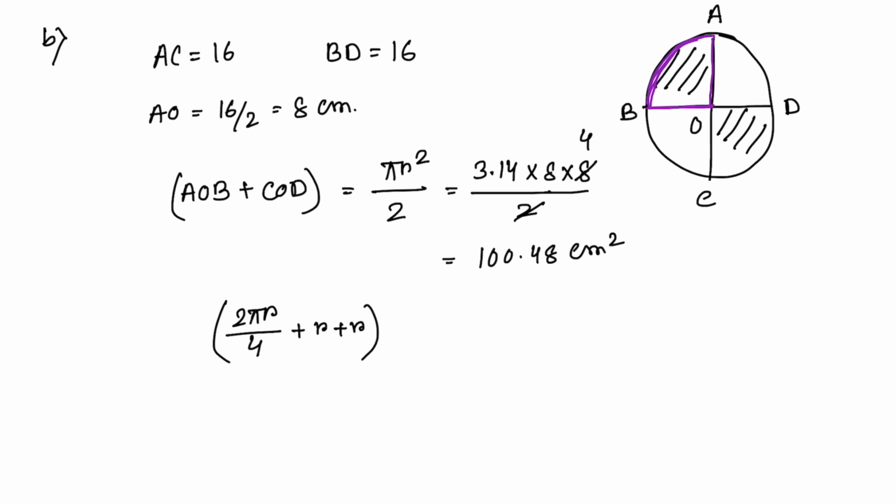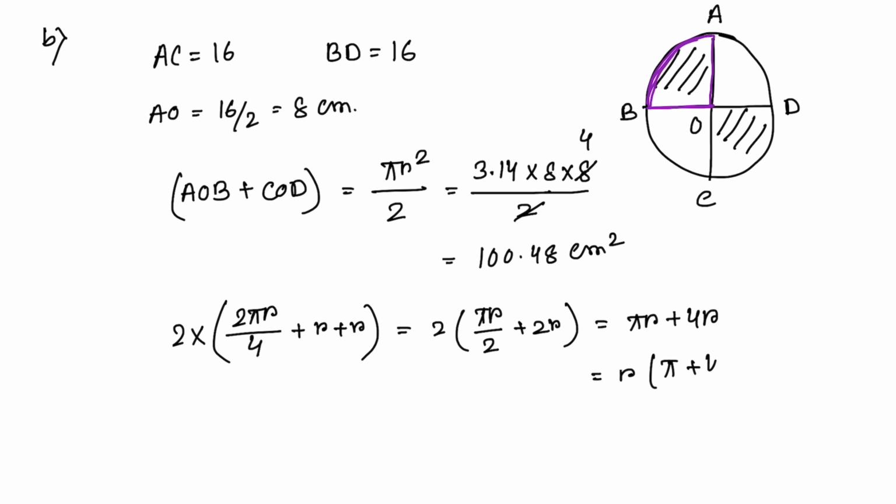So this is the perimeter of this portion AOB, and COD is the same as AOB, so you can easily multiply by 2 to find the perimeter of the shaded portion. So that equals pi r by 2, plus 2r. If you multiply with 2, it becomes pi r plus 4r. So r is common, then pi plus 4.